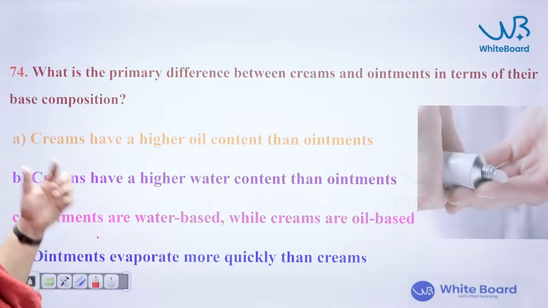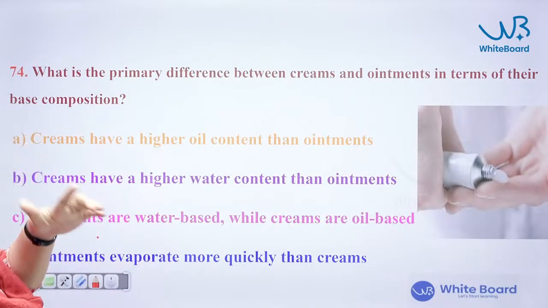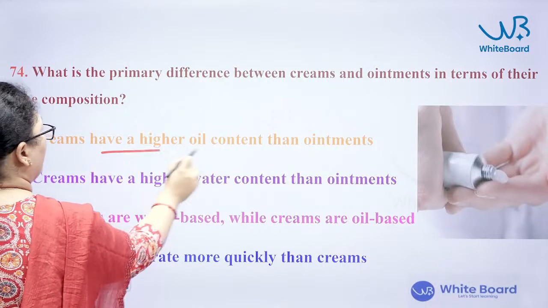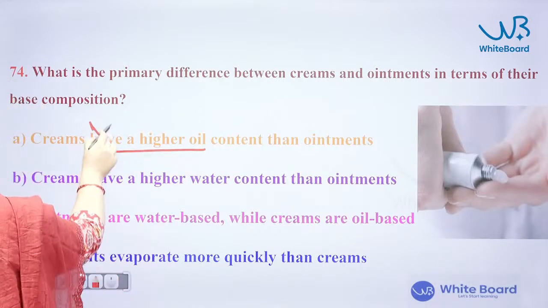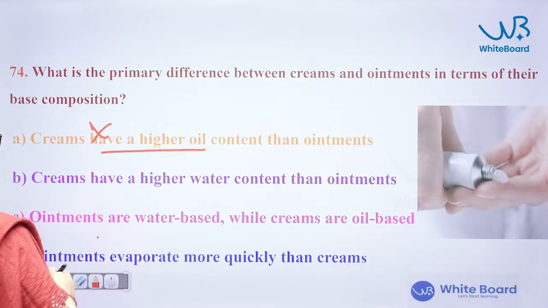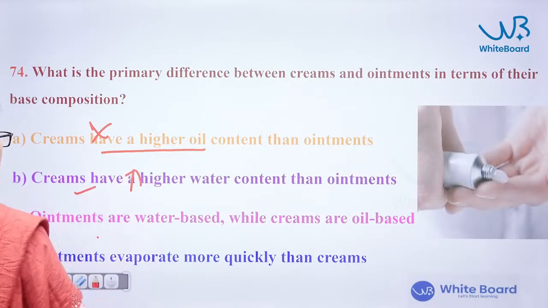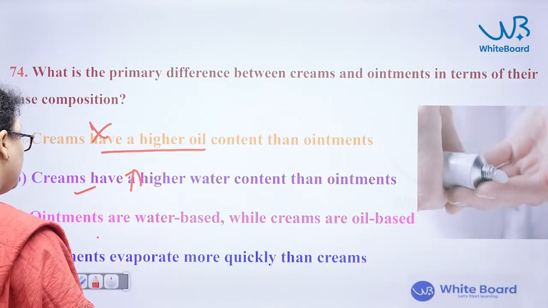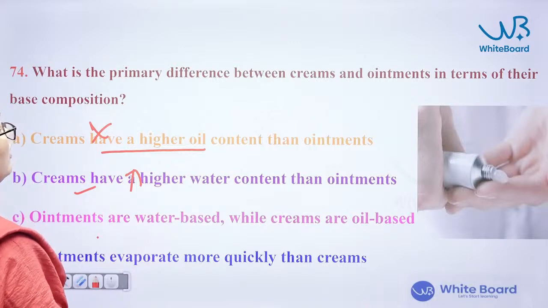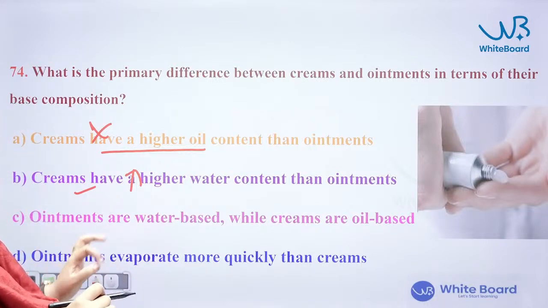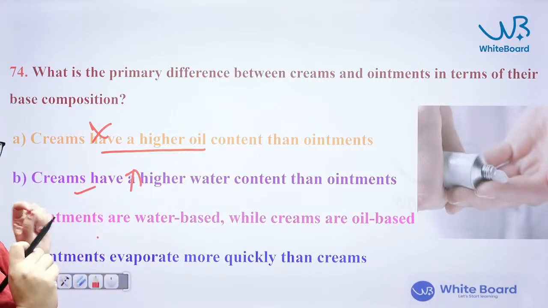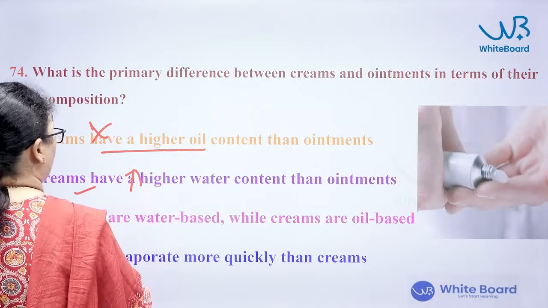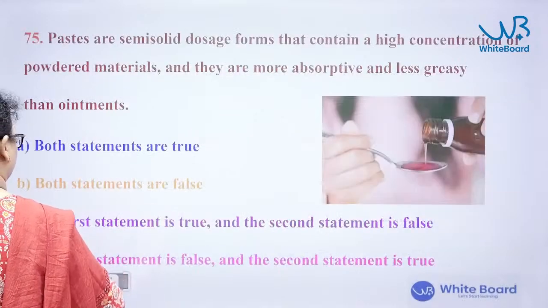Next, what is the primary difference between creams and ointments in terms of their base composition? Okay, first, creams have high oil content than ointments? No. Creams have higher water content than ointments? Yes. Ointments are water based while creams are oil based. Ointments evaporate more quickly than creams. So, what are they asking? There are minor differences, but the primary difference between cream and ointment is that creams will have more water content than the ointments.